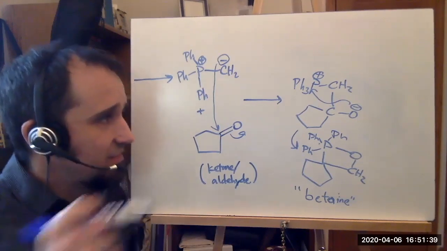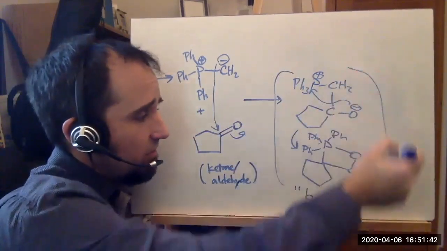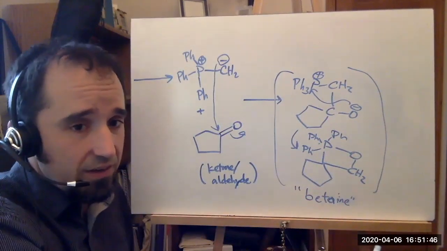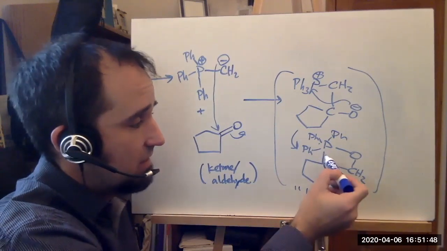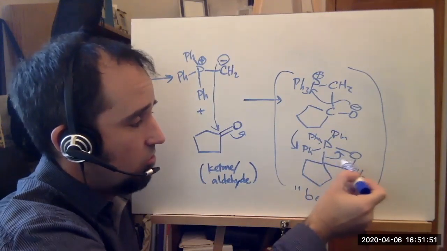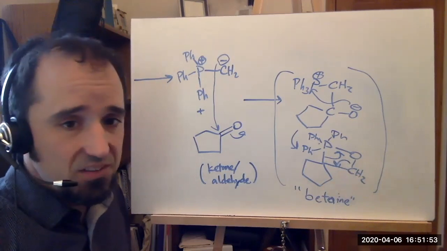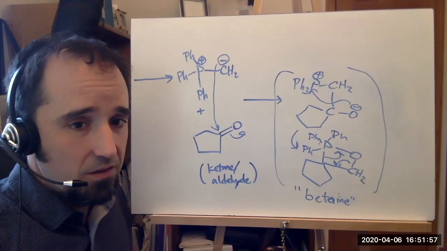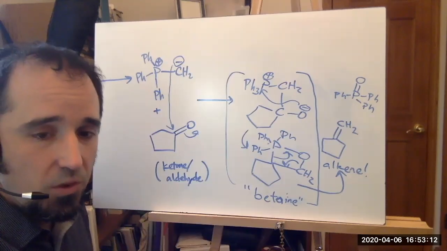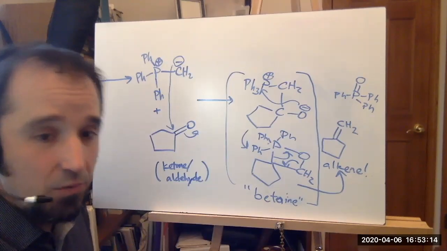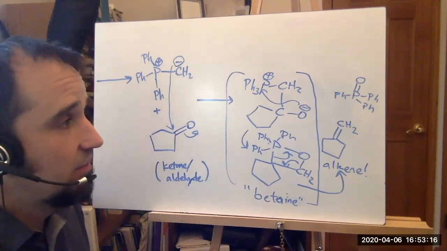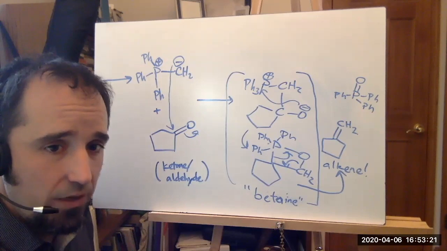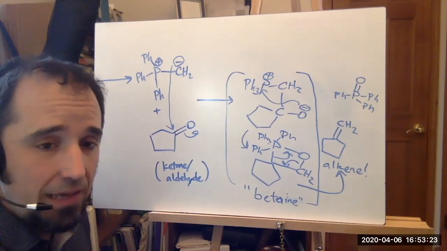Now, it turns out that these things aren't very stable. None of them are stable. As soon as we form this 4-membered ring, it's going to break down, by spitting out a new compound with a phosphorus-oxygen double bond and another molecule with a carbon-carbon double bond. When the betaine breaks down, we end up with a new alkene and triphenylphosphine oxide, which is just a byproduct that goes away. But this is a new way to make alkenes.